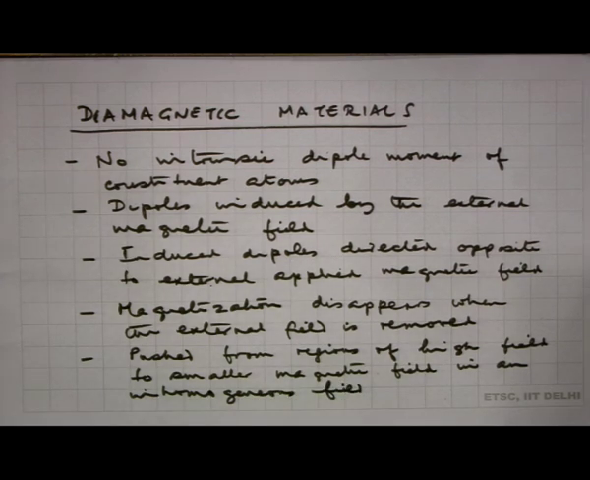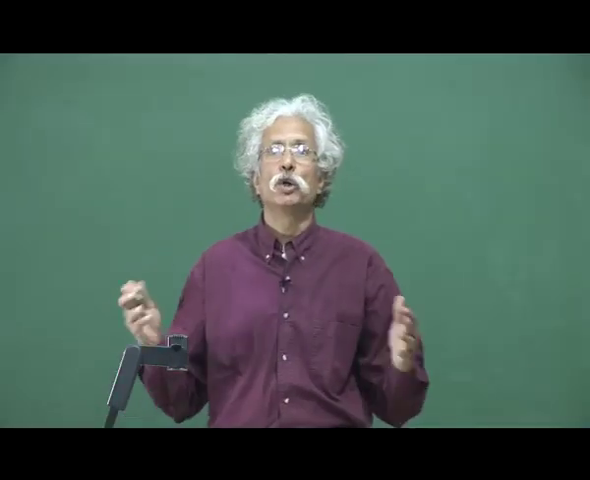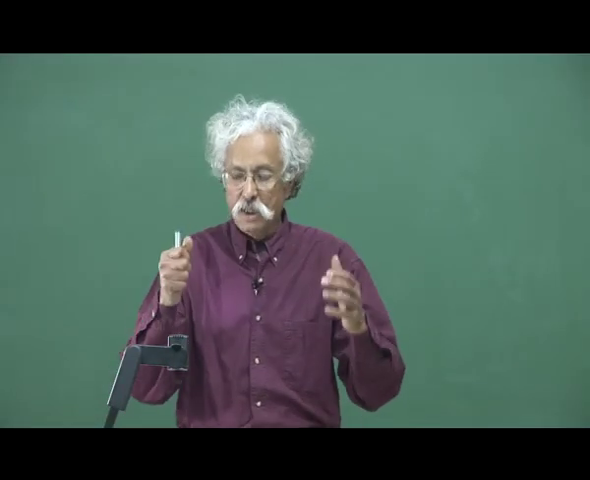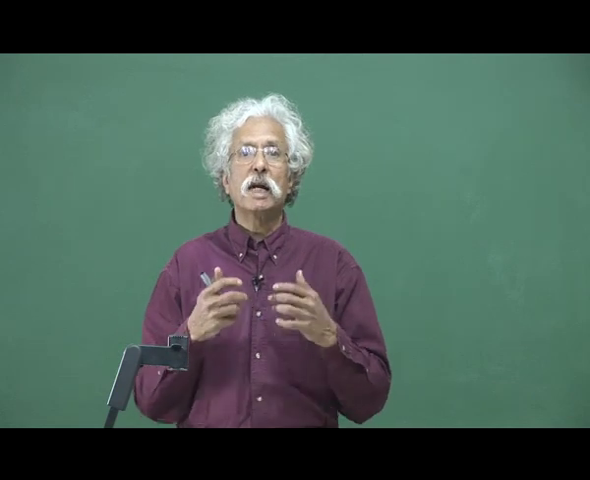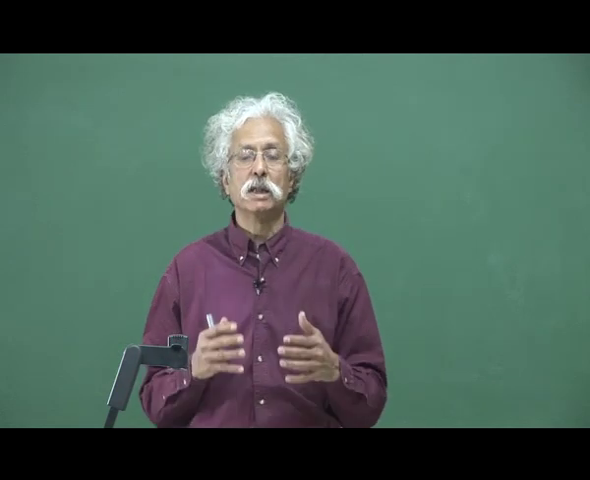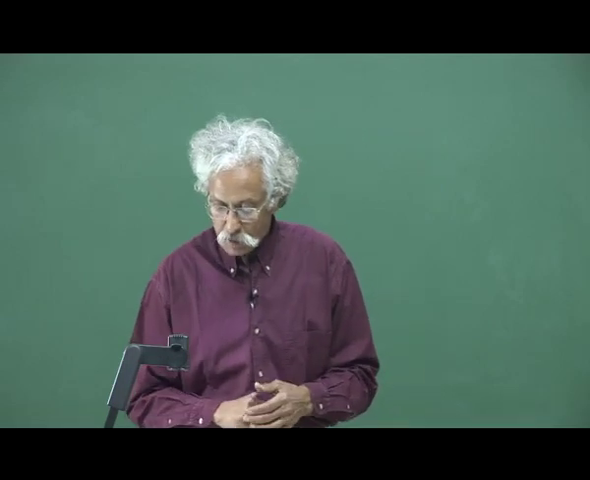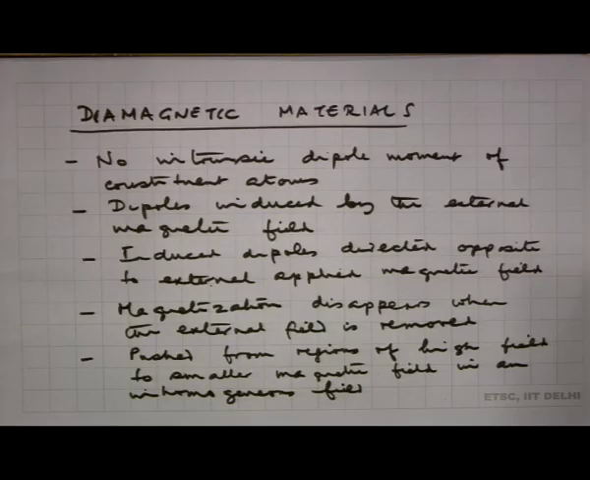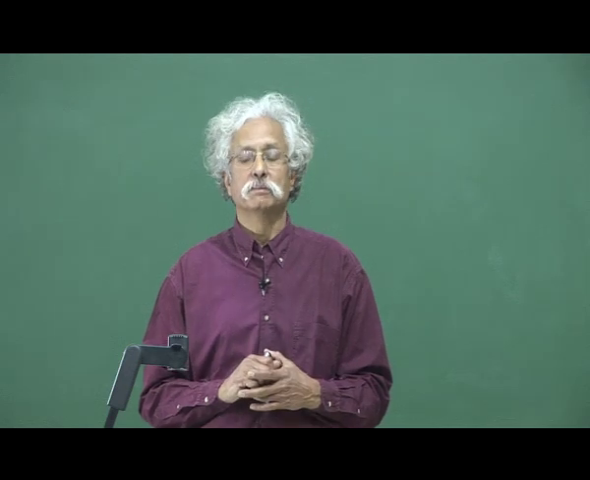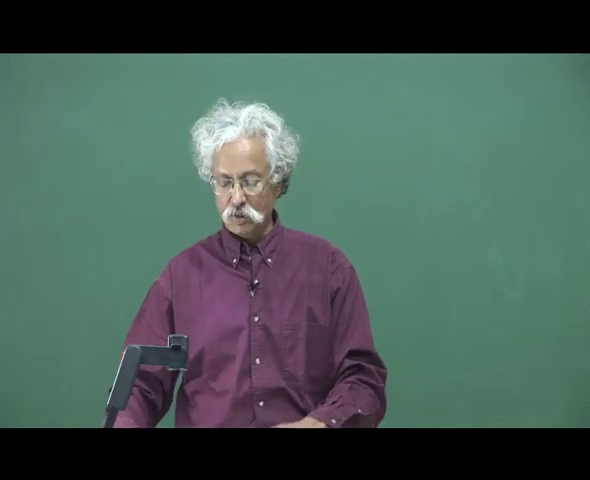That is, if you place a diamagnetic material in a non-uniform magnetic field, instead of being attracted, it is pushed away from the region of strong field, and that is a classic property of diamagnetic materials. This diamagnetism is present in all materials and is independent of temperature. So, this is one class of materials which we have discussed today.